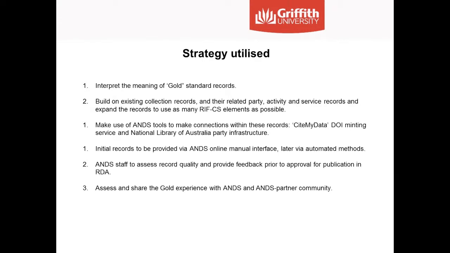Right, so a little bit about the strategy we utilized in the gold standard project. Firstly, it was to interpret the meaning of gold standard records, then build on existing records and their related party, activity and service records, and expand the records to use as many rich RIFCS elements as possible. Then make use of ANDS tools and make connections with these records: Cite My Data, the DOI Minting Service, and the National Library of Australia party infrastructure.